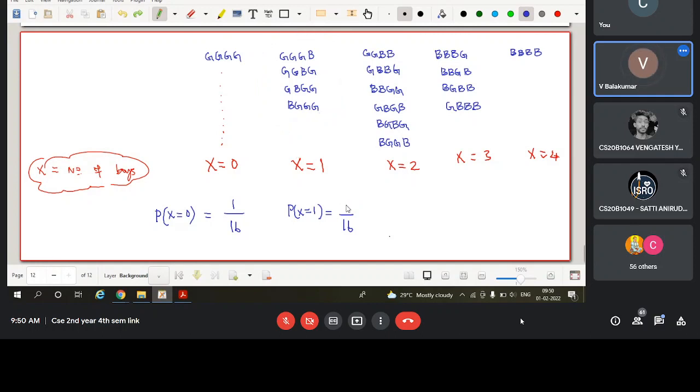You see that? I can talk about the probability also. What is the probability for 2 boys? Somebody tell me quickly. The probability of 2 boys out of 16.